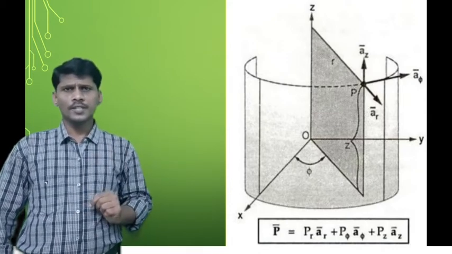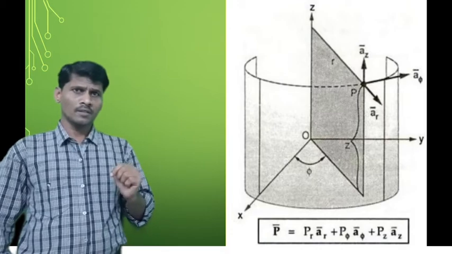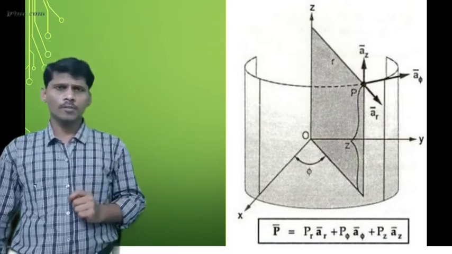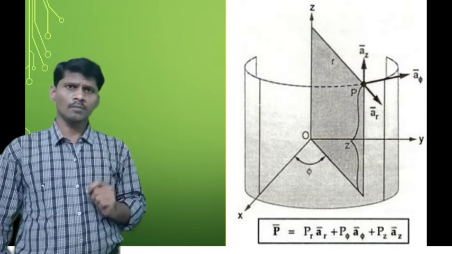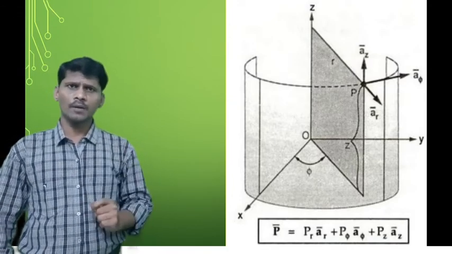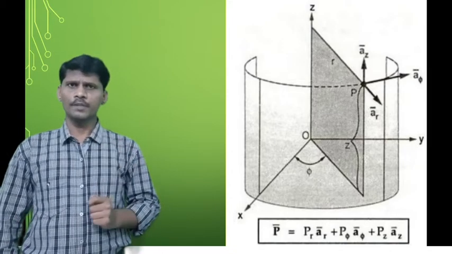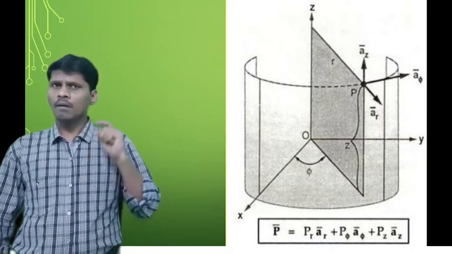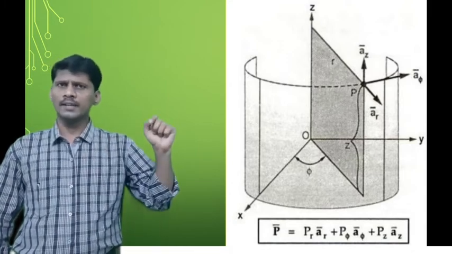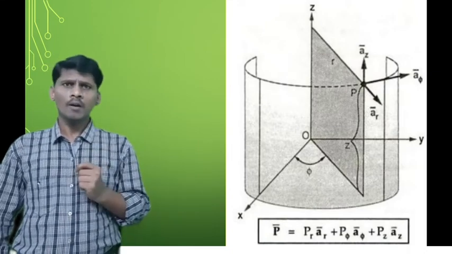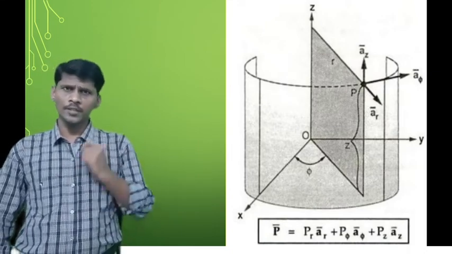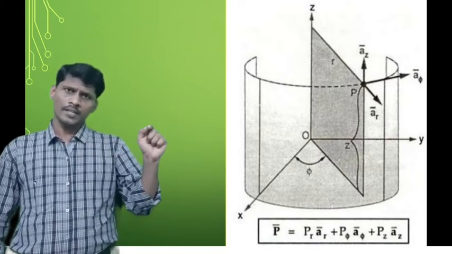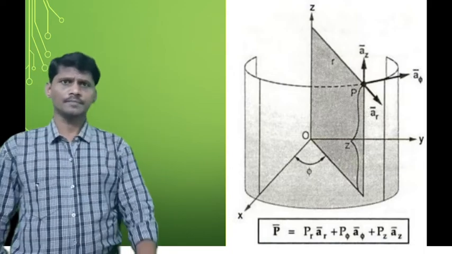The vector form in cylindrical coordinate system is P bar equal to Pr into ar bar plus P phi into a phi bar plus Pz into az bar, where Pr, P phi, Pz are the magnitudes in r direction, phi direction and z direction. ar bar, a phi bar and az bar are the unit vectors in the r (radial) direction, phi direction and z direction.